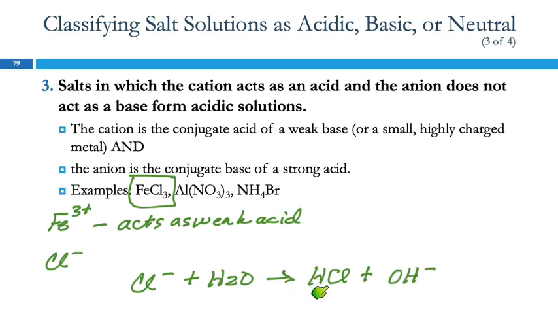But HCl is not found as an intact molecule in solution because it's a strong acid. So this one's neutral. So this solution then would be acidic, right? Because one of them acts as a weak acid.